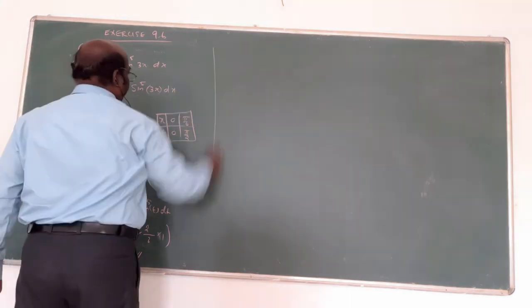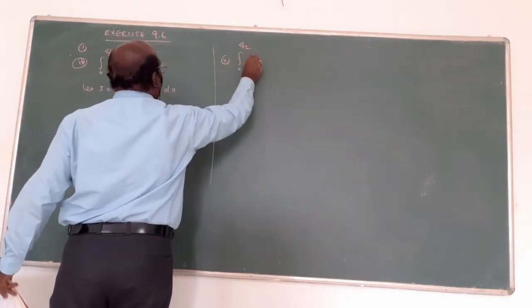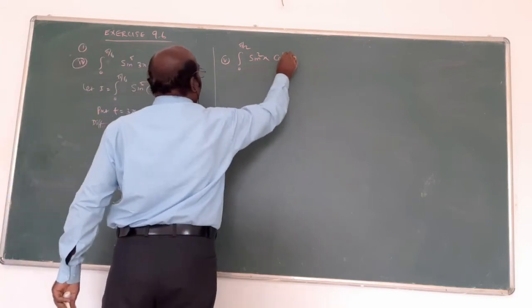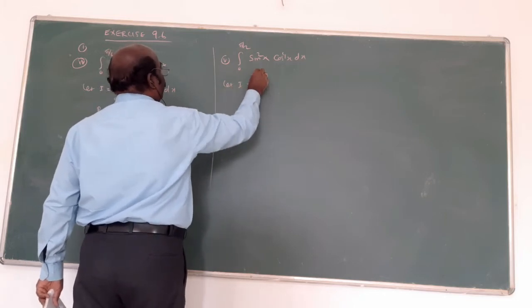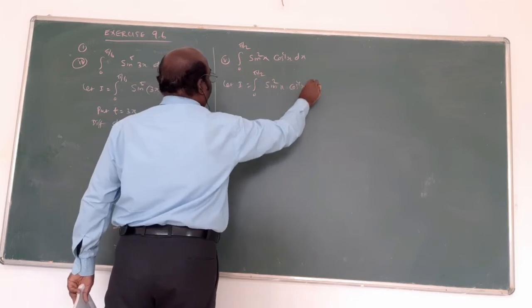The fourth question is also the same as the previous one. 0 to pi by 2. The question is sin square x into cos of 4x. Let I equal to the integral from 0 to pi by 2 of sin square x into cos of 4x.